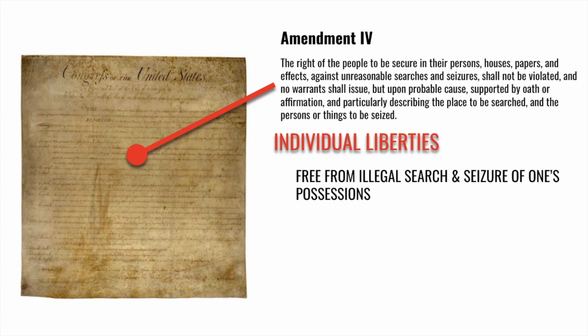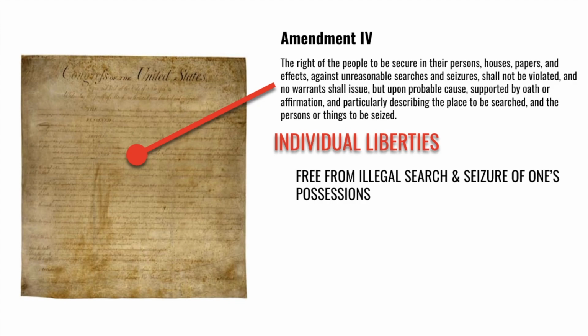Now, Amendment 4 really gets things going into the legal rights that we as Americans have. So the individual liberties guaranteed Americans in the Fourth Amendment are freedom from illegal searches and seizures of one's possessions. So again, we are placing limitations on the governmental power. They cannot simply come into your property and seize or take everything they want. There's a process that they must go through in order to do that.